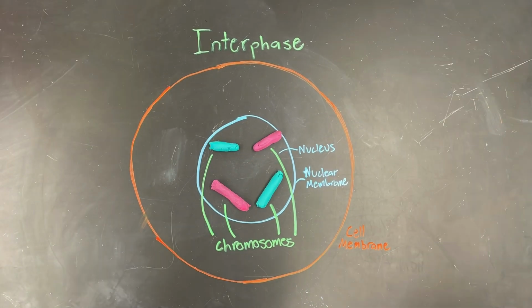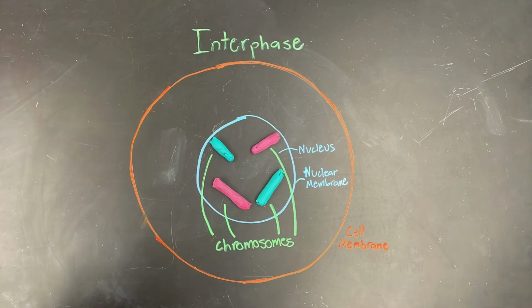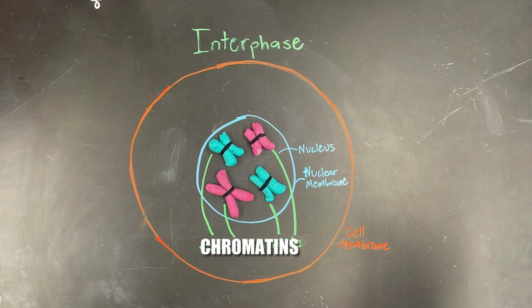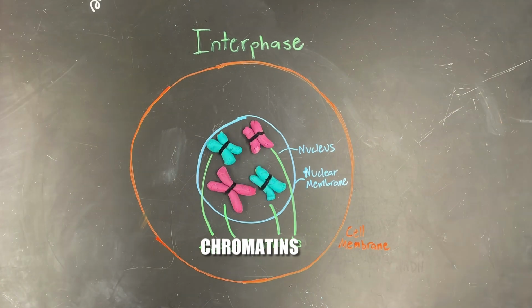In synthesis, the cell replicates its DNA, so each chromosome has 2 chromatids. Finally, in G2, the cell grows and builds proteins in preparation for mitosis and cytokinesis. Centrioles are duplicated in G2.